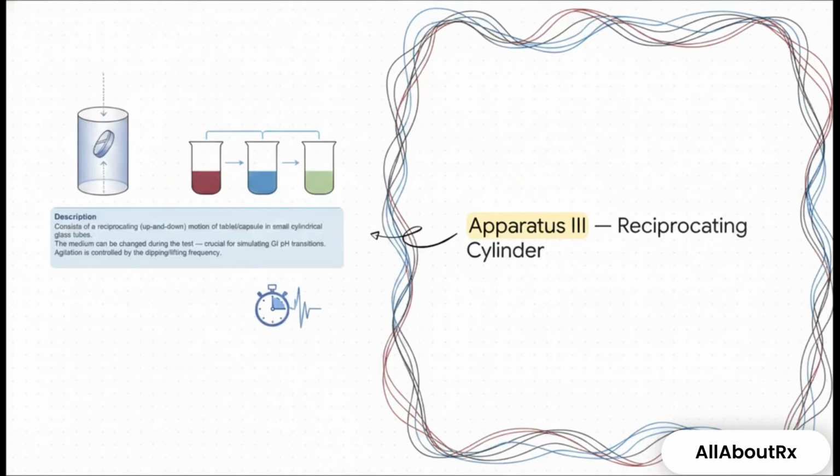Okay, now we're stepping up the complexity. We're moving from static vessels to apparatuses designed to mimic dynamic bodily systems and maintain constant fluid flow. Apparatus III introduces the reciprocating cylinder. Unlike the spinning motion of the basket or paddle, this mechanism uses an up and down motion. The tablet or capsule actually sits in small cylindrical glass tubes, and the agitation is controlled by how fast the cylinder dips and lifts. The real magic here, though, is that the medium can be completely changed during the test.